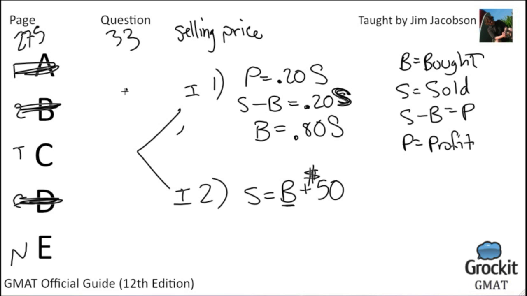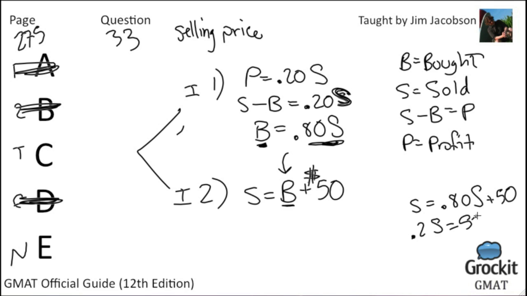So when we consider the 2 in conjunction, it actually looks a lot better. Because we have a value for B that is in terms of S, we can substitute that into this equation. So S equals 0.80S plus 50. So then, we subtract a 0.8S, 0.2S equals 50, and then, we can solve from there. This is an S. I probably shouldn't have chosen S as a variable. Anyway, so these 2 statements in conjunction then are sufficient, giving us answer choice C as the correct answer.